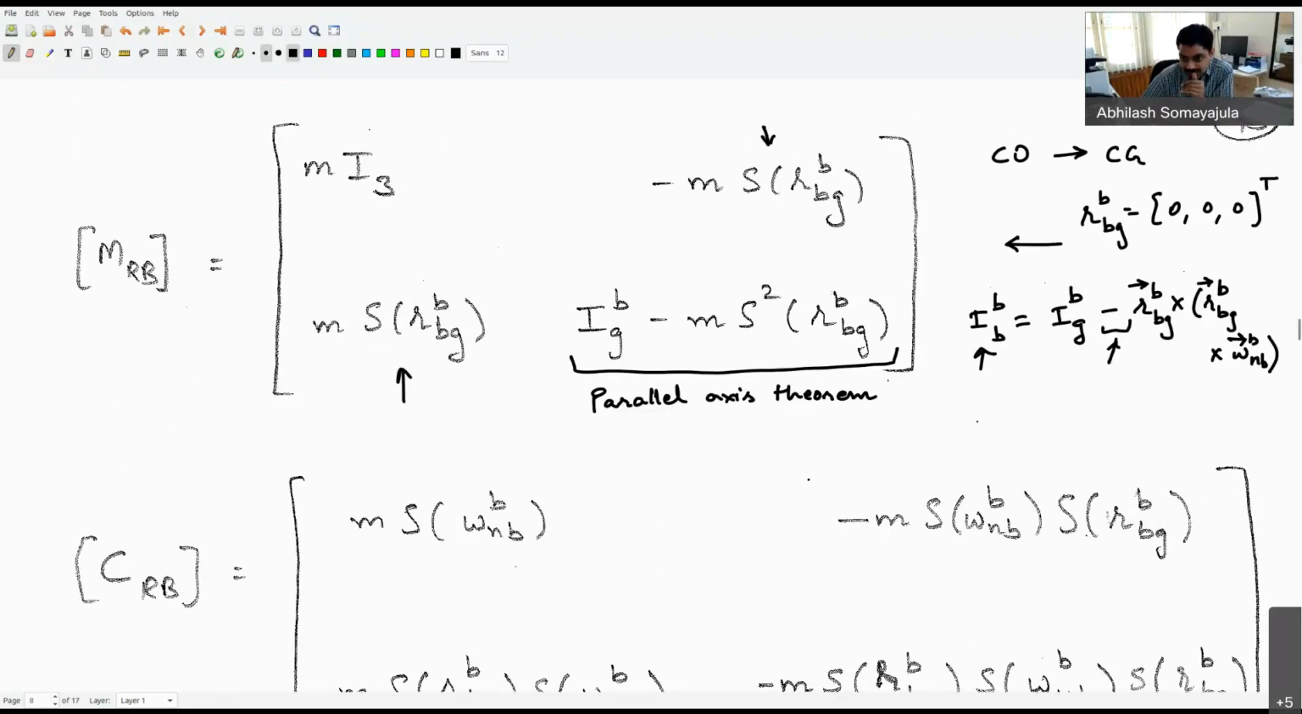But this superscript, for a matrix, what does it signify? It only means that I'm expressing it with respect to the B frame. I'm just saying that this inertia matrix is being expressed with respect to the B frame. If I express that with respect to the N frame, then it will be time varying in nature.